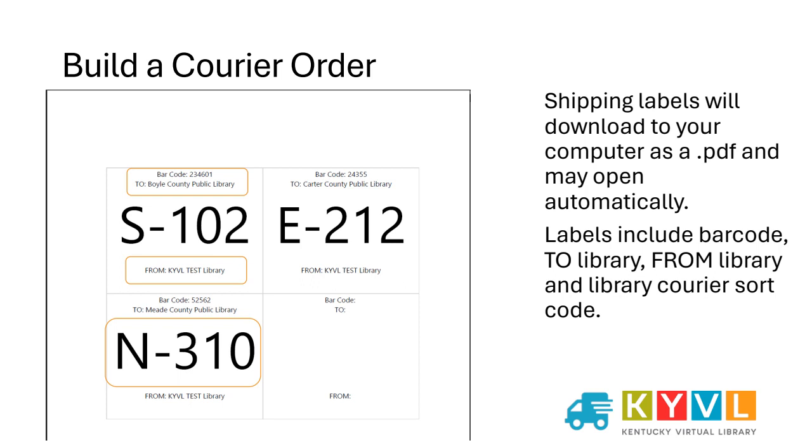There's your barcode number. It is readable. That is the barcode number. So if you do these labels and you haven't put everything in your bags yet, you can match items to the bags that they're supposed to go in. There's the barcode number. There's where it's going. Here's where it's from, and this big thing in the middle is how the courier sends things, S102, E212, and so on, and your library has one of these codes.